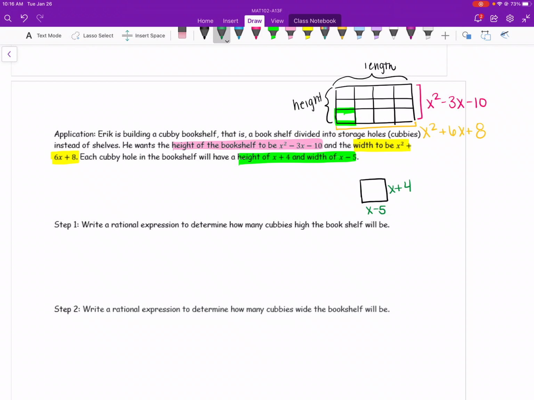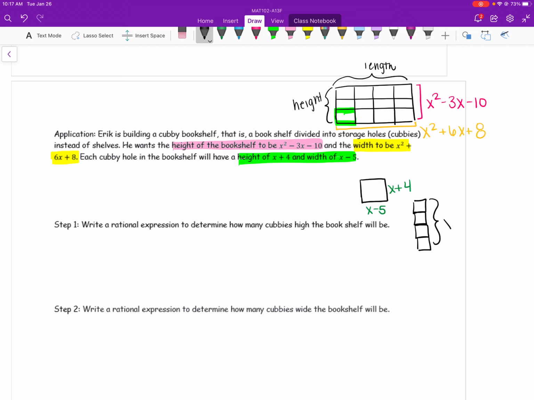So I'm going to take all of those cubbies and stack them up until I get the height and width they told me in the previous sentence. Write a rational expression to determine how many cubbies high the bookshelf will be. In order to figure out the total height, I'm going to take all of these little cubbies and stack them up however many high. Now I don't know how many high, that's what I have to find out.